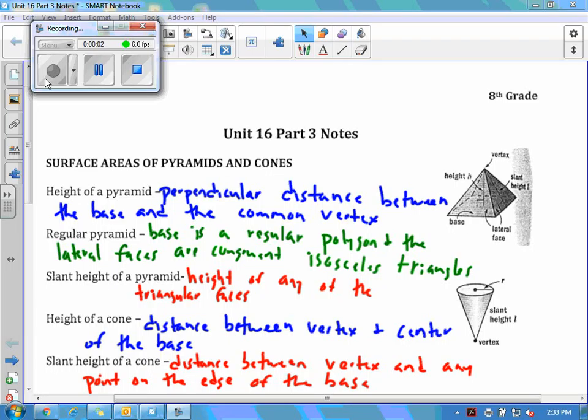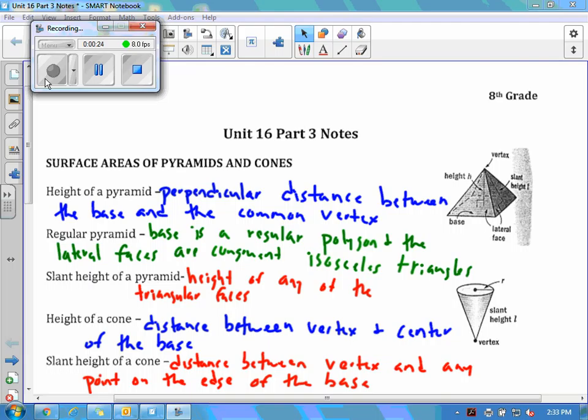In Unit 16, Part 3, we're going to talk about how to find the surface areas of pyramids and cones. If you remember in 16, Part 2, I taught you guys as a group because we were looking at nets of prisms and cylinders, and I kind of walked you through that all together because that was a little bit more difficult. After doing that, Part 3 shouldn't be as tricky, but again, if you have any questions, feel free to ask.